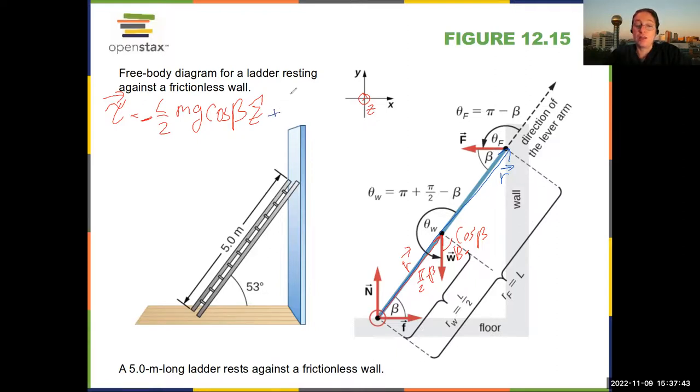So plus the moment arm has length L, and then the normal force. Oh, and I need to have one more thing. I'm looking for the component of this force perpendicular to the moment arm, which is now sine beta. All right, and then I can move on to my net force.